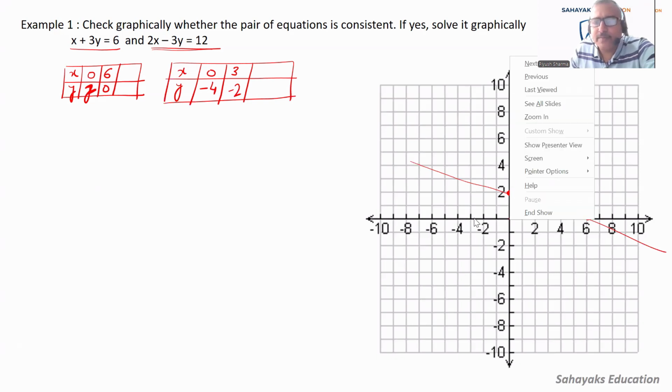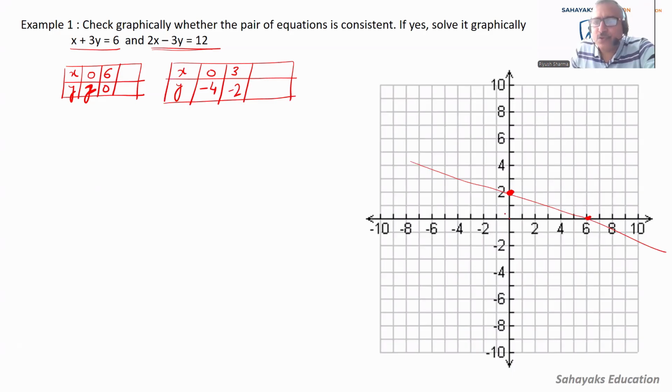So this is the point (0, minus 4). And (3, minus 2). If I say 3 here and minus 2, minus 2 is here. Okay, so again, I'll draw a line here.